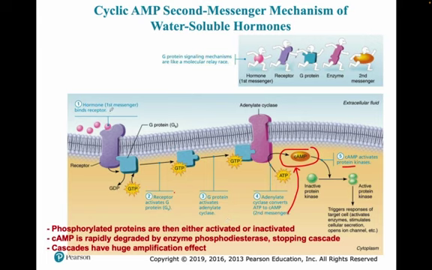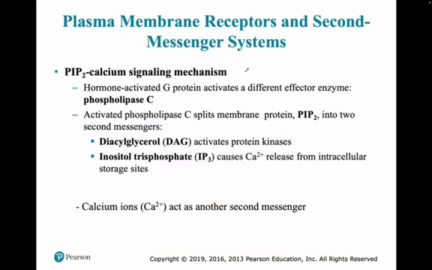So you see, the first messenger, the hormone, is not directly doing anything. It's just influencing the system, creating another second messenger, and that is activating the enzyme that will actually do the job. So that's why this is called a second messenger system. There are other second messenger systems also, for example, the PIP2 calcium signal mechanism. It works the same way.